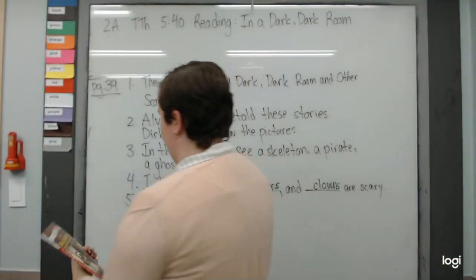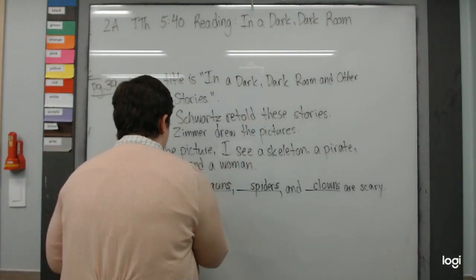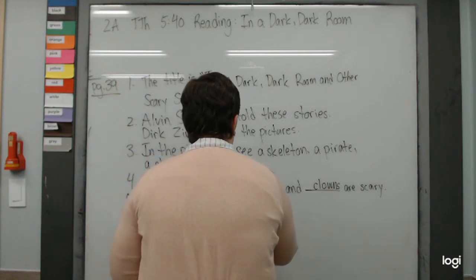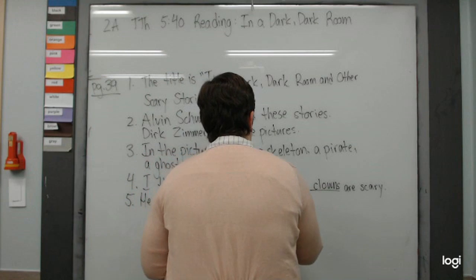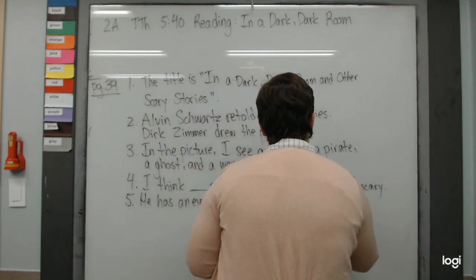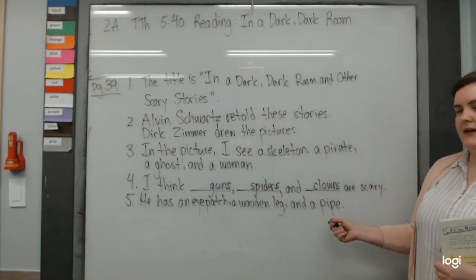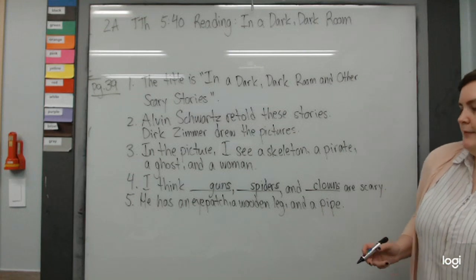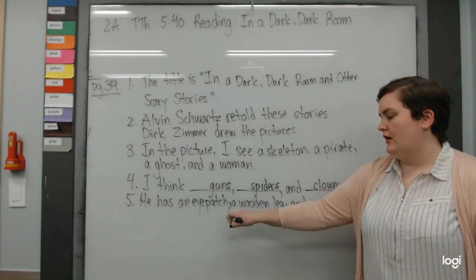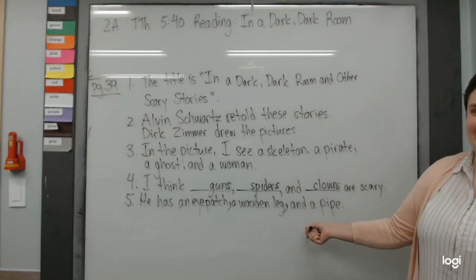So, number 5. He has an eye patch, a wooden leg, and a pipe. And remember, when you list things with commas, you do comma, next thing, comma, and before the last one, you put and.